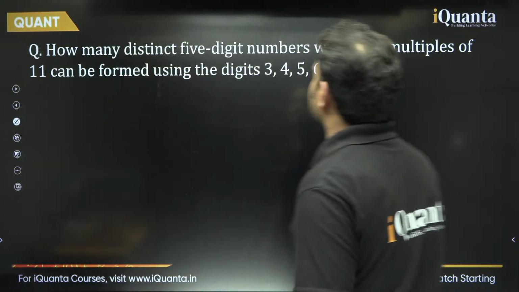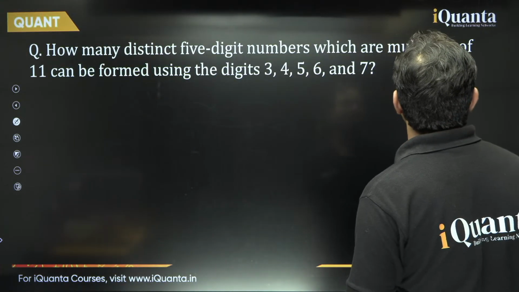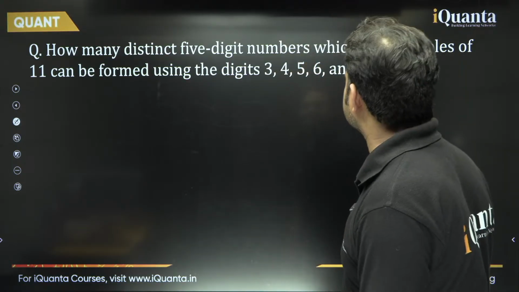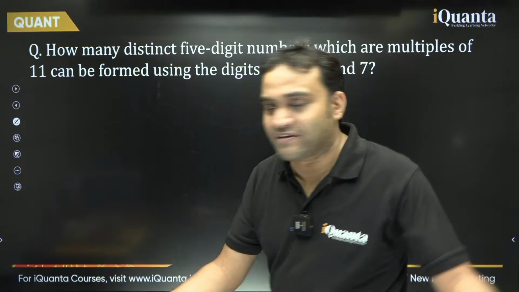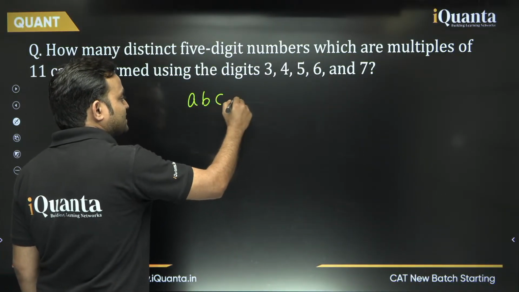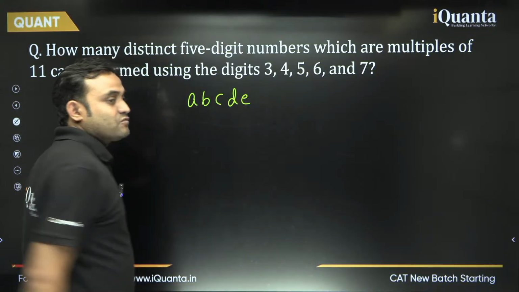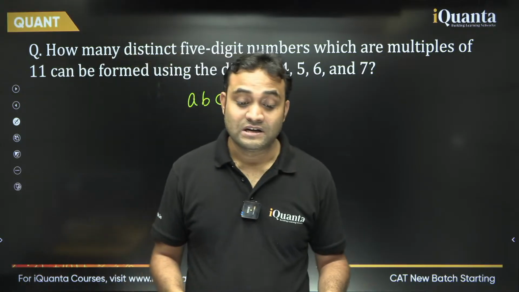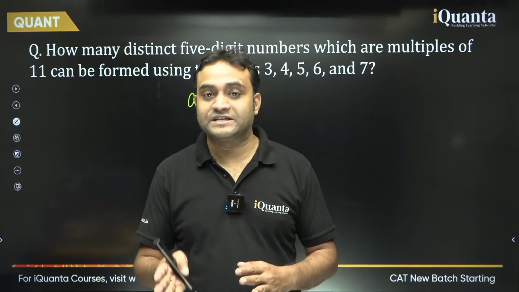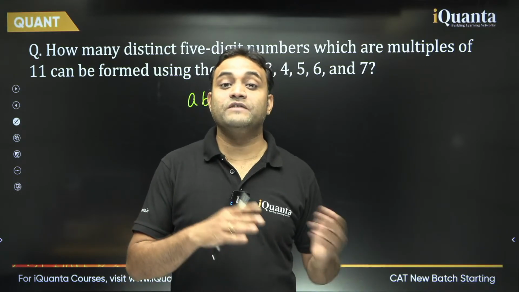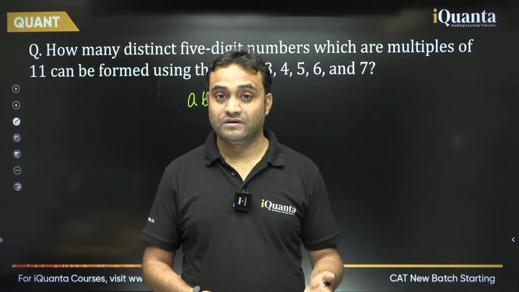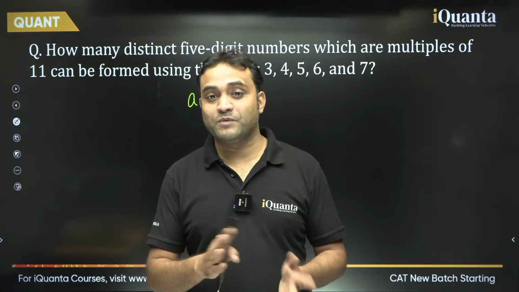How many distinct 5-digit numbers which are multiples of 11 can be formed using the digits 3, 4, 5, 6 and 7? So if I take a 5-digit number A, B, C, D, E, then what do we know about the divisibility rule of 11? That the absolute difference between the sum of odd place digits and the sum of even place digits should be 0 or a multiple of 11, right? Should be 0 or a multiple of 11.